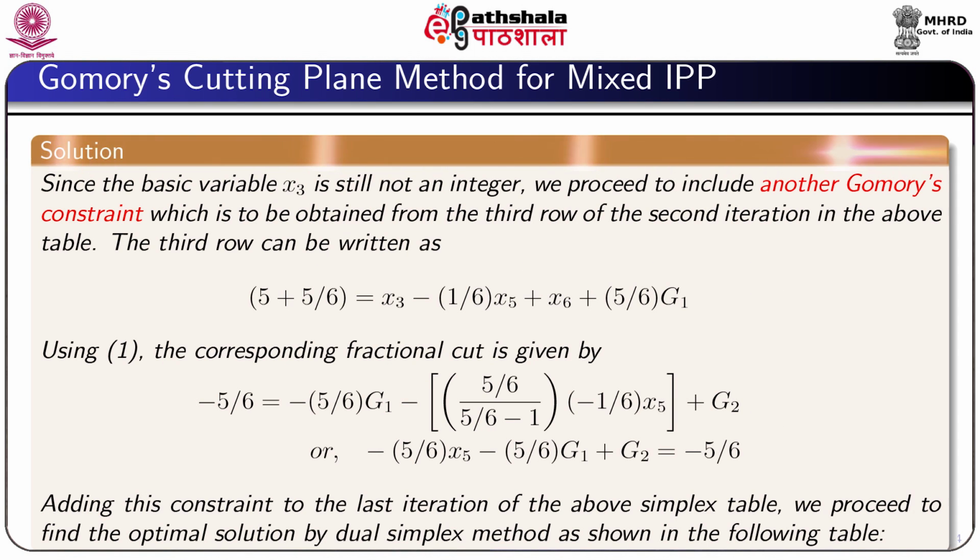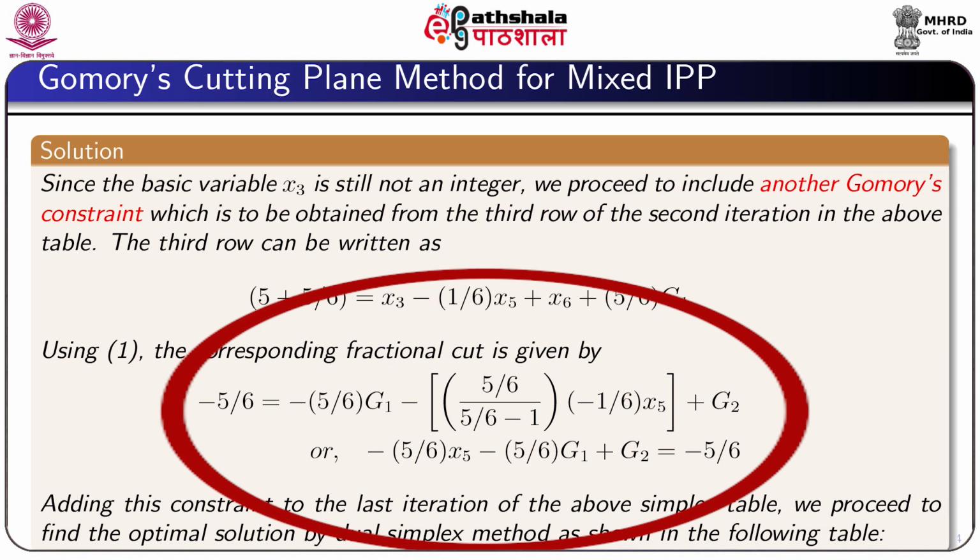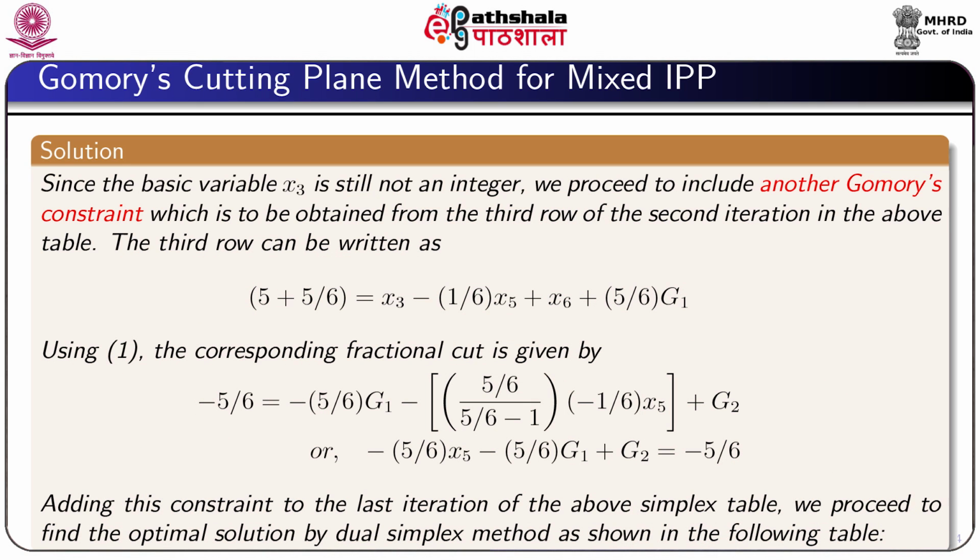For this, we consider the third row, which can be written as x3 = 5 + 5/6 - 1/6 x5 + x6 + 5/6 g1. Using equation 1, the corresponding fractional cut is given by -5/6 = -5/6 g1 - (5/6 - 1)(-1/6) x5 + g2, where g2 is the second Gomorian slack.